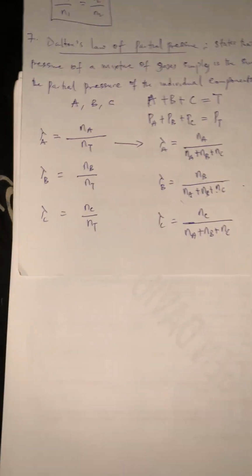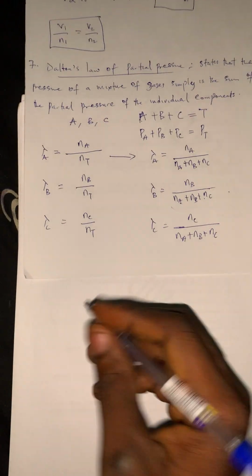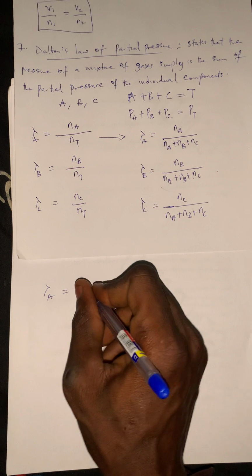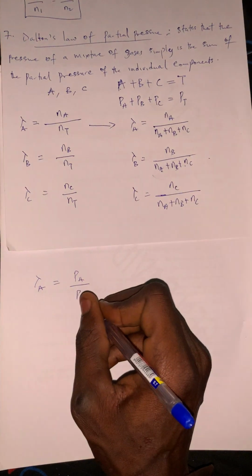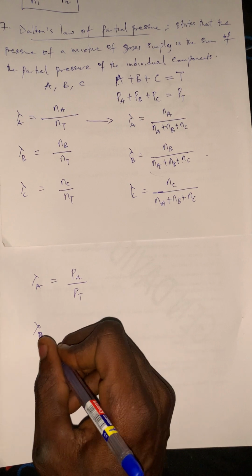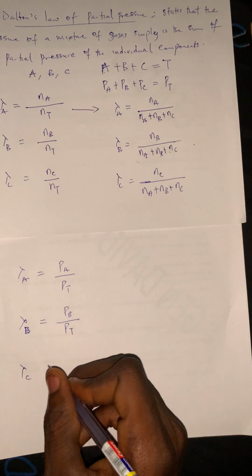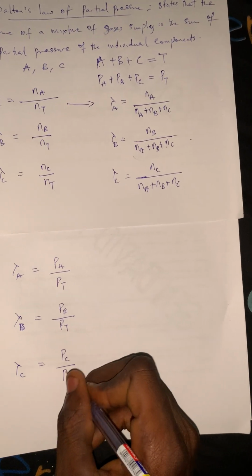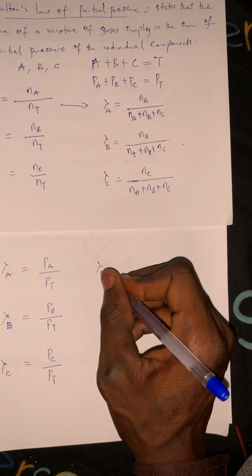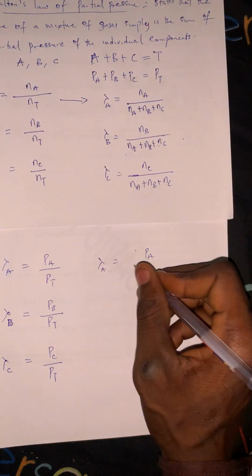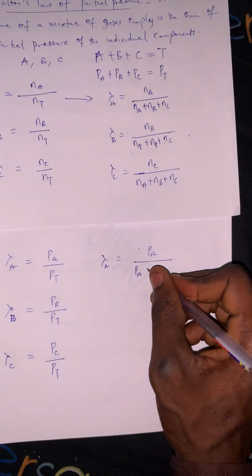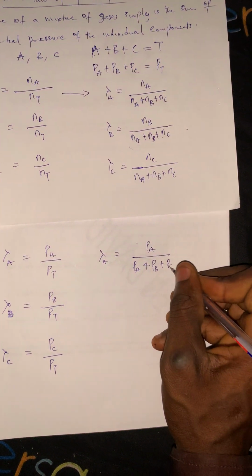if I can say that the mole fraction of A is the number of moles of A over the total number of moles, so if it is for the pressure as well, the mole fraction of A will be the pressure of A over the total pressure. The mole fraction of B will also be equal to the pressure of B over the total pressure. The mole fraction of C will be equal to the pressure of C over the total pressure. So the mole fraction of A can also be the pressure of A over the pressure of A plus the pressure of B plus the pressure of C. That's the total.